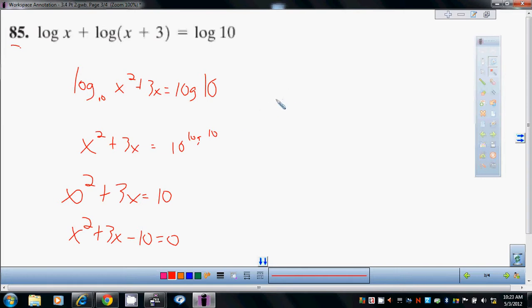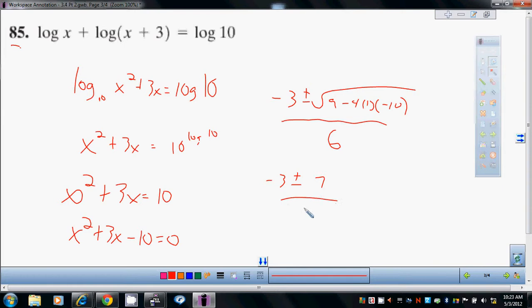Let's see. You may be right. Negative 3 plus or minus b squared minus 4a. You make it a negative 10? Negative 10? So it'd be negative 3, 9 plus 40 is 49, square root of 49 is 7. Yeah, so it'd be negative 10 over 6, so negative 5/3, and positive 2/3 if you work it out.